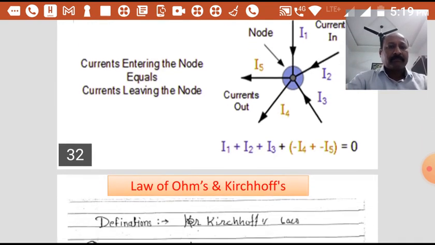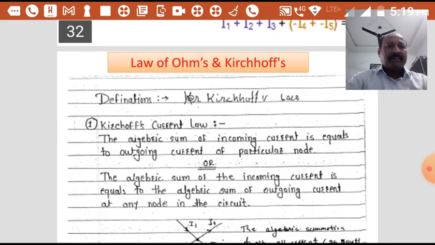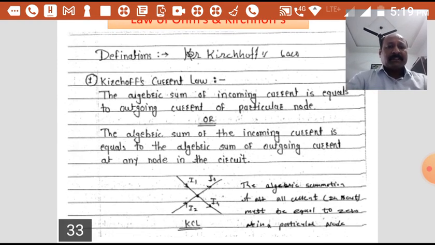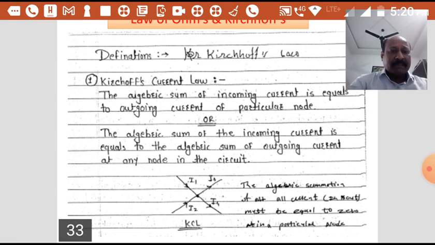Then the definition of Kirchhoff's law. The first law is nothing but Kirchhoff's current law, that is, the algebraic sum of incoming current equals outgoing current at a particular node, or the algebraic sum of incoming current equals the algebraic sum of outgoing current at any node in the circuit. We have another example, where I1, I2 are the incoming currents and I3 and I4 are the outgoing currents. So how will you write Kirchhoff's law for the second circuit? I1 plus I2 equals I3 plus I4, or I1 plus I2 minus I3 minus I4 equals 0.